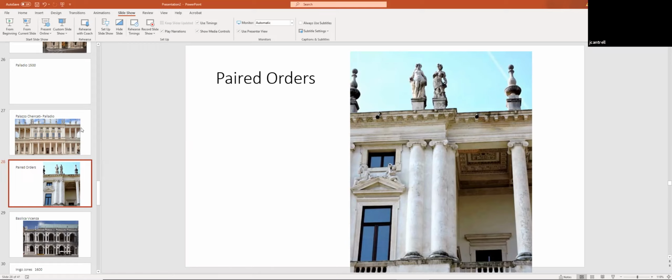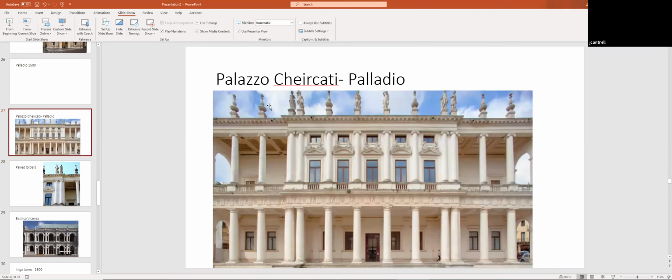And of course, instead of continuing the columns above that, we have these finials with sculptures and figures at the top as a way of terminating the top of the building as it punctures the sky.